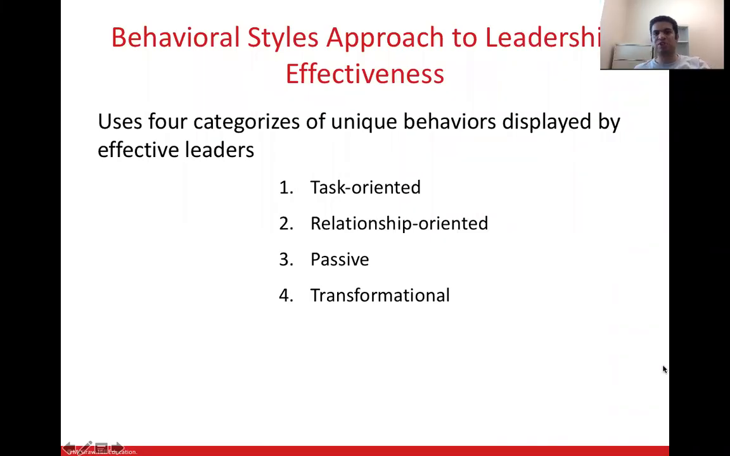So let's move on then to the behavioral styles that the different leaders can adopt. Okay? And these are behaviors. So we have task-oriented behaviors, relationship-oriented behaviors, passive behaviors, which we don't want, and transformational behaviors. You'll find that transformational kind of crosses over from task-oriented and relationship-oriented. You have to be aware that sometimes these theories were not developed in conjunction with one another.